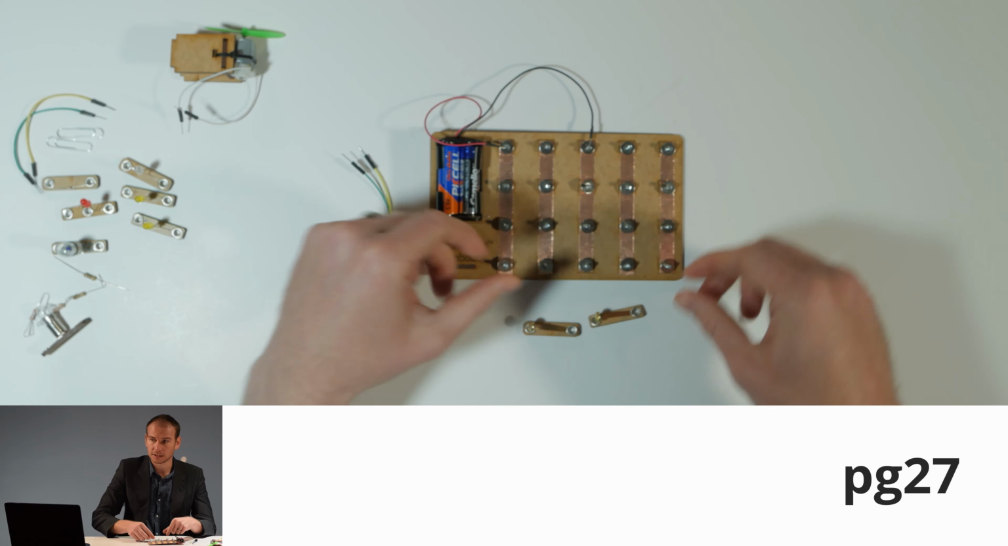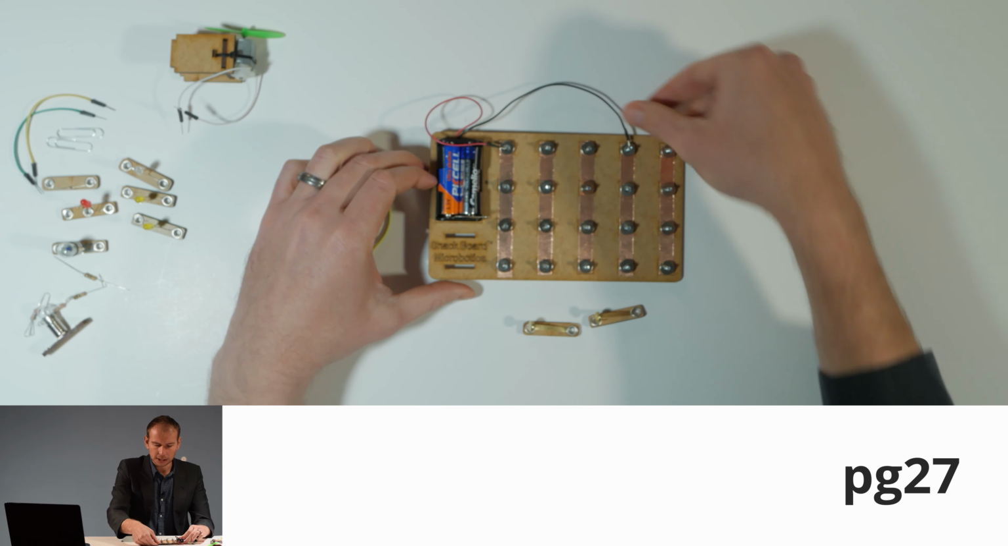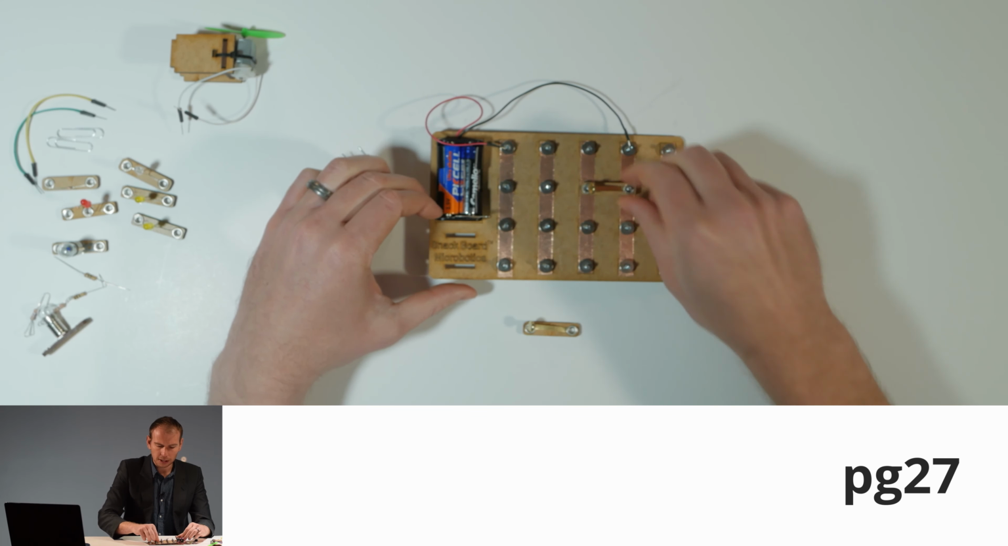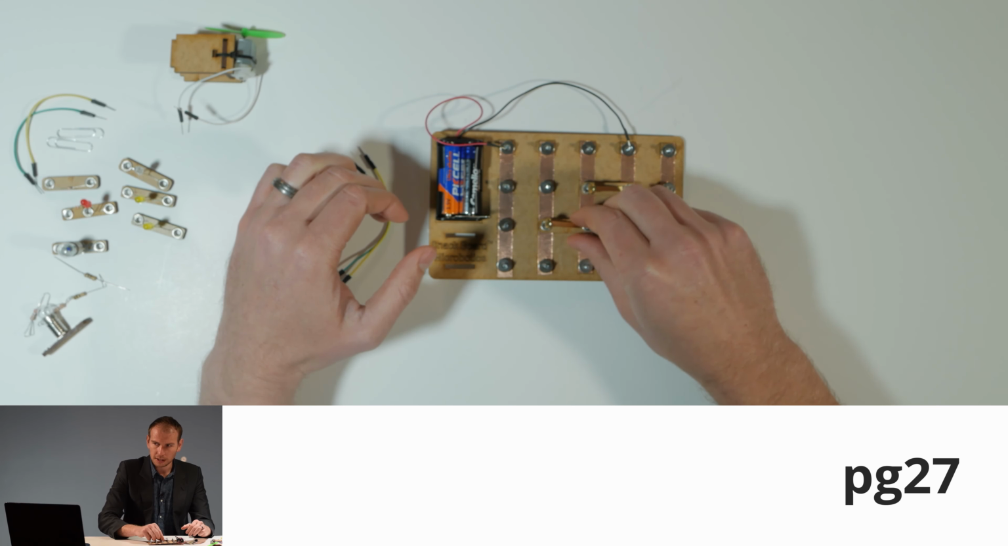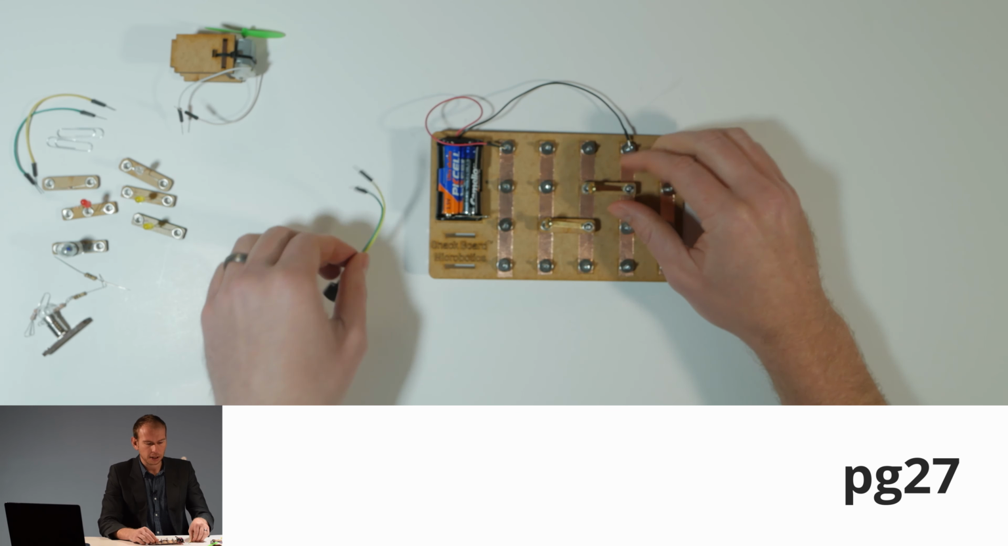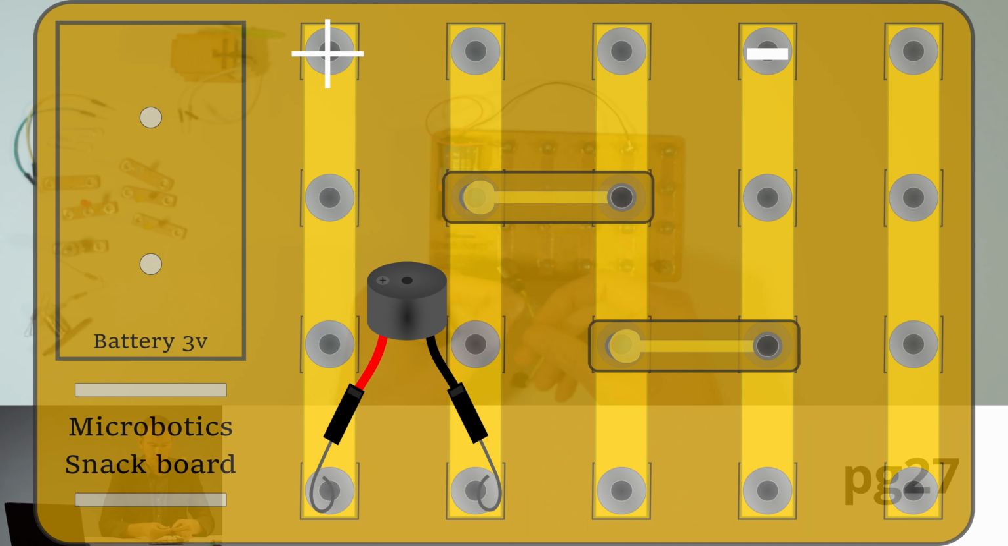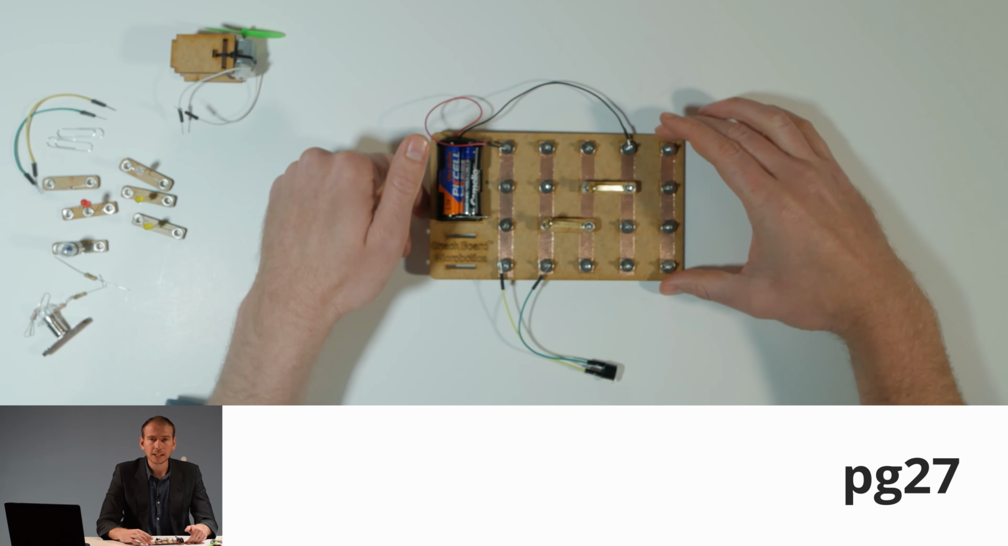Let's create the circuit. So we need to move our batteries there. We're going to put in our switch over there, and we're going to put this one in over there. Okay, and then we're going to connect our buzzer. Now remember, our yellow is our positive, or your bright color will be your positive, and the other one will be your negative. So let's see if this works.